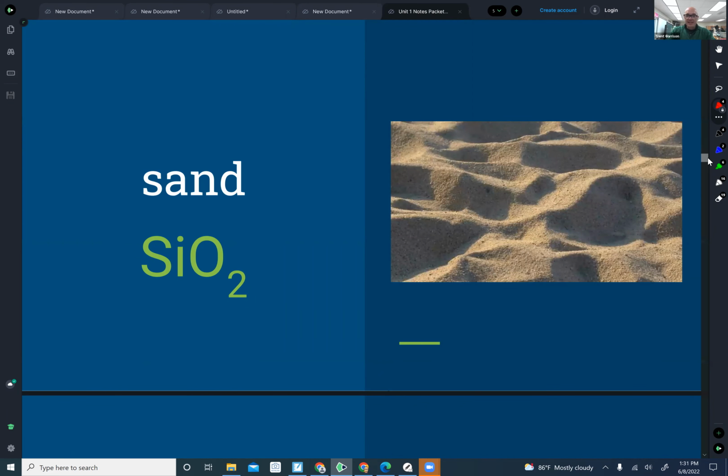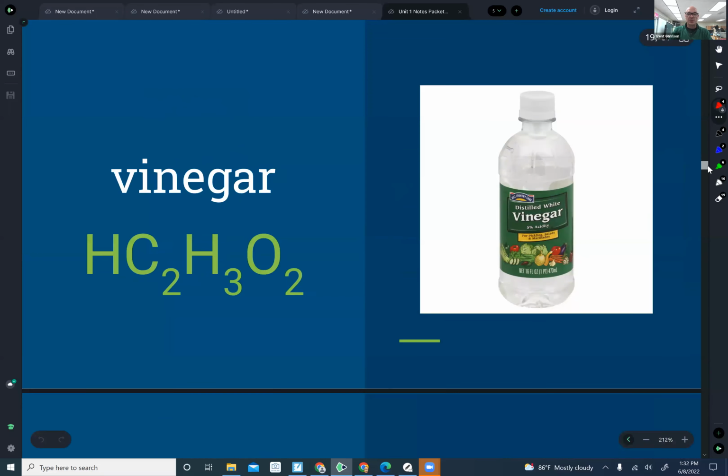Sand, SiO2. Now, some of you are saying, well, that's just seashells that are ground up. You're right, but what are those seashells made up of? And over time, they get so ground down, so fine, that we get this formula, Si silicon, O2, the oxygens.